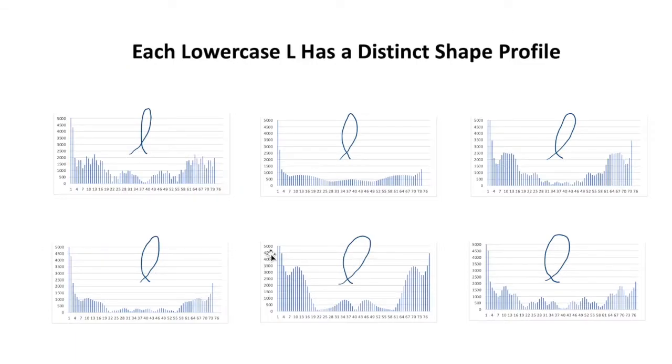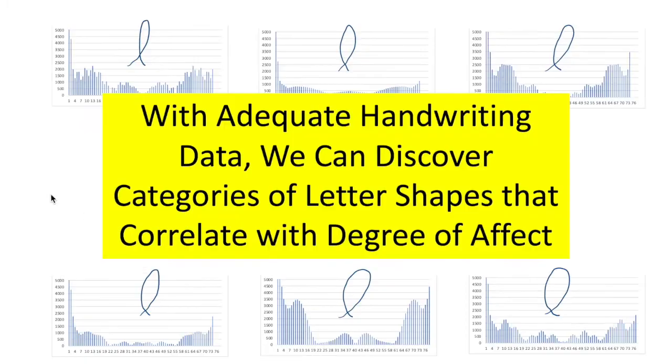The LCPC transform, however, sees each of these L's very distinctly, and these profiles allow us to derive indices that can discover distinct subtypes of letters for each letter in the alphabet. I want to highlight that with adequate handwriting data, we will be able to discover categories of letter shapes that correlate with different types of neurodivergence and varying degrees of affect in each of those types.